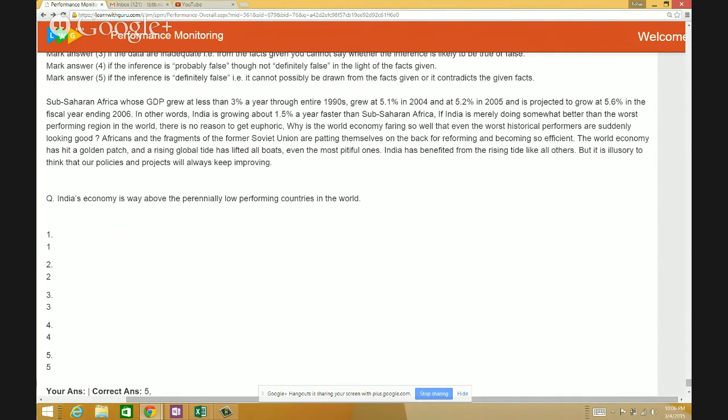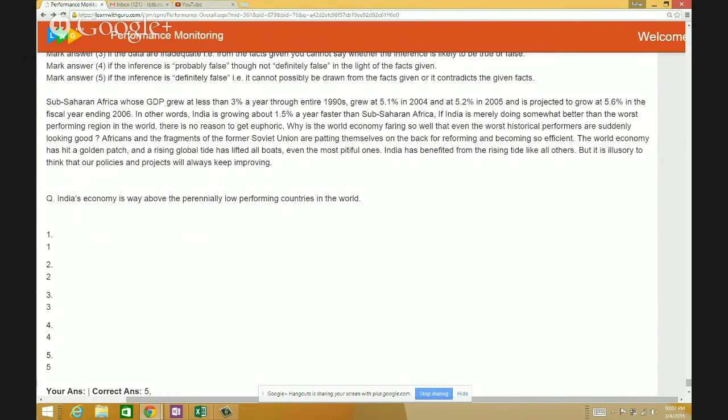Why is the world economy faring so well that even the worst historical performance suddenly looks good? African fragments of the former Soviet Union are patting themselves on the back for reforming and becoming so efficient. The world economy has hit a golden patch, and a rising global tide has lifted all boats. So they're talking about the world economy, and even the most pitiful ones have literally had their boats lifted. India has benefited from the rising tide like all others, but it's illusionary to think that our policy and prospects will always keep improving. It's an illusion to think that it'll always keep moving up.